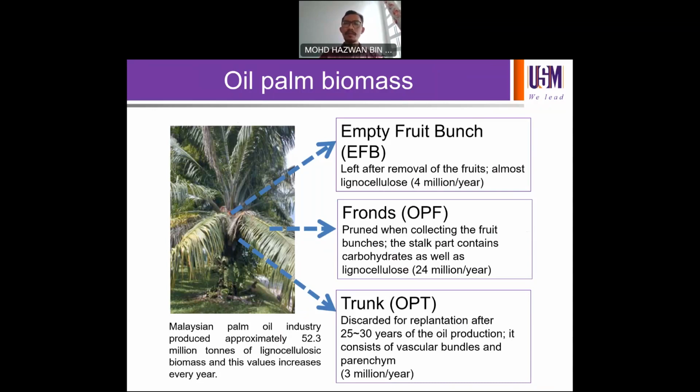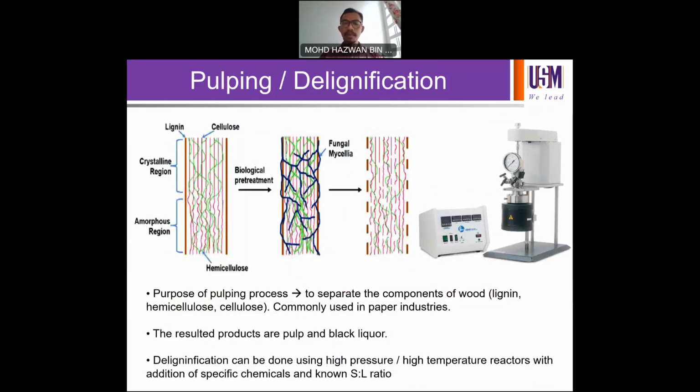So our work normally focuses on OPF, but we also tried other oil palm biomass waste as well. But as I said, the work that I'm going to share today is more or less related to OPF. And to separate the major components, as I said, we need to do the pretreatment. So some basics of the delignification process need to be understood. The purpose of the delignification process, or some people call it the pulping process, is to separate the components of wood into lignin, hemicellulose, and cellulose.